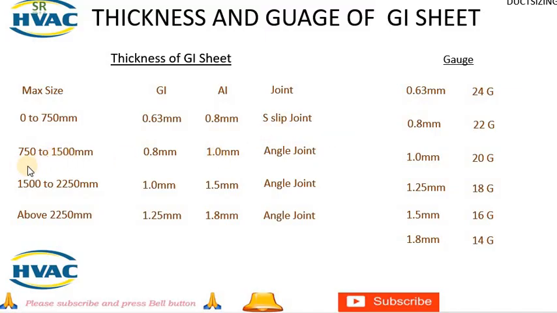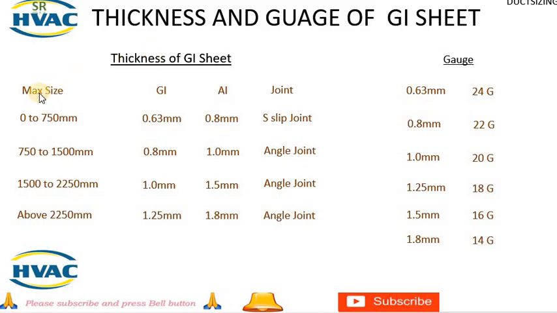From 750 to 1500 mm, if the size of a rectangular duct is more than 750 and below 1500 mm, we will use 0.8 mm of GI sheet, and for aluminum it will be 1, and we will use the angle joint, 40 by 40. If it is 1500 to 2250 mm, we will use 1 mm, and for aluminum it will be 1.5 mm. We will use angle joint. For above 2250 mm, we will use 1.25 mm of GI sheet, and for aluminum it will be 1.8 mm. We will use angle joint 50 by 50.